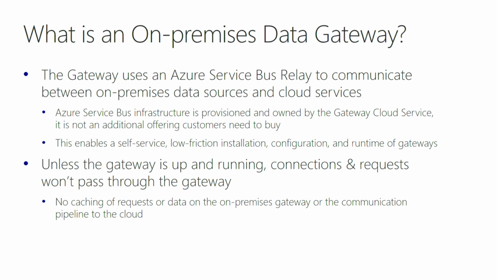The gateway cannot queue up any requests. Let's say your machine was down for a few hours. You will have to send those requests again or refresh your dashboard in case that machine went offline. So just ensure that your gateway is always up and running in order to do that.